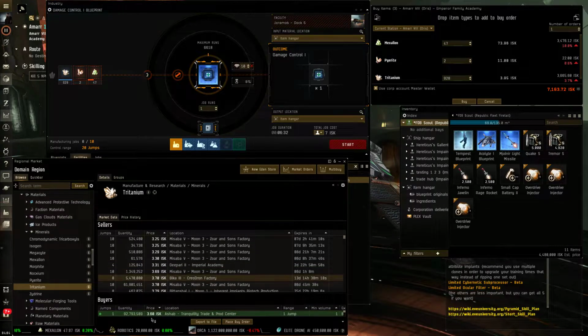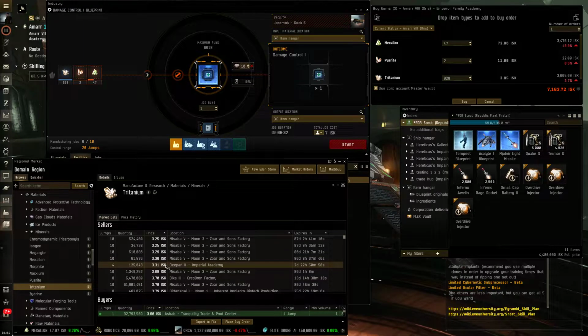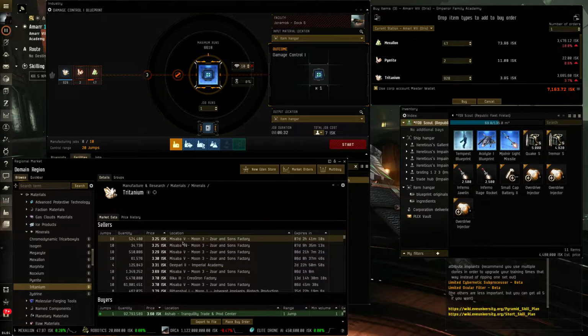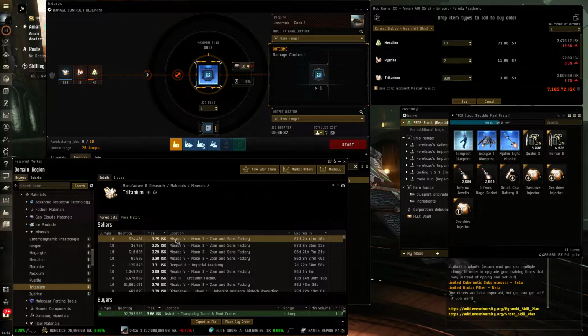You know, they're offering 3.6 in Misaba. Don't go to Misaba, it's a death trap. It's a low sec thing. So if you see something cheap and you see some in Misaba, don't. All right. So yeah, it's usually a good price.